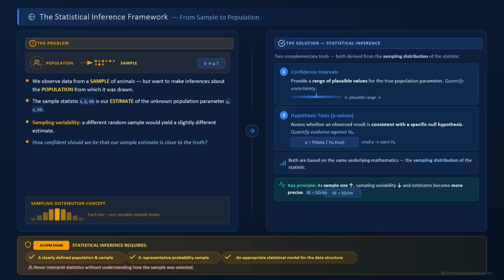Here's the key thing to hold on to. Both tools come from the exact same place, the sampling distribution of the statistic. And one more rule worth tattooing on your brain. Never interpret a statistic without first knowing how the sample was actually selected.